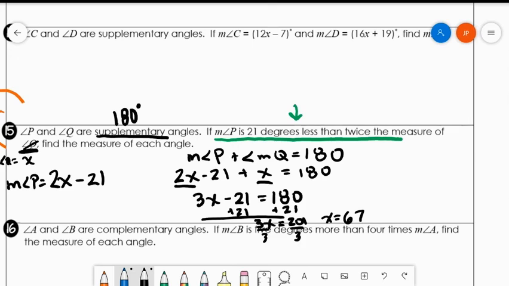Again, make sure you are paying attention to what the question wants from you. It wants you to find the measure of each angle. Well, I said that the measure of Q was just x. We just found x was 67, so that one's easy. Measure of P, I have to do a little bit of work. I have to plug some stuff in. So I'll plug 67 in for x. And I'll find that that actual measure of P is 113.